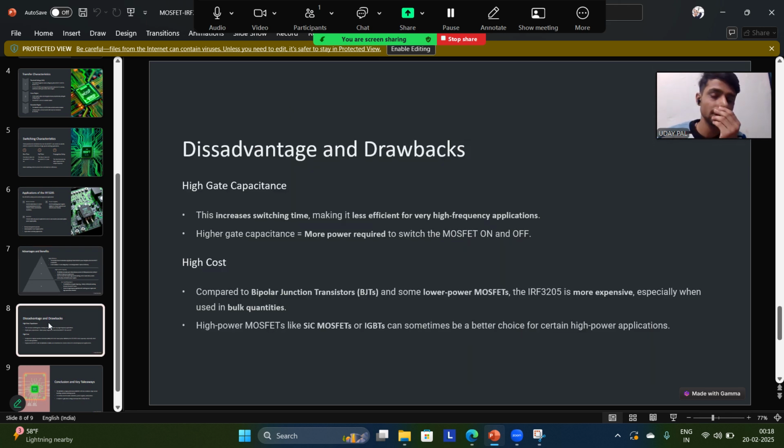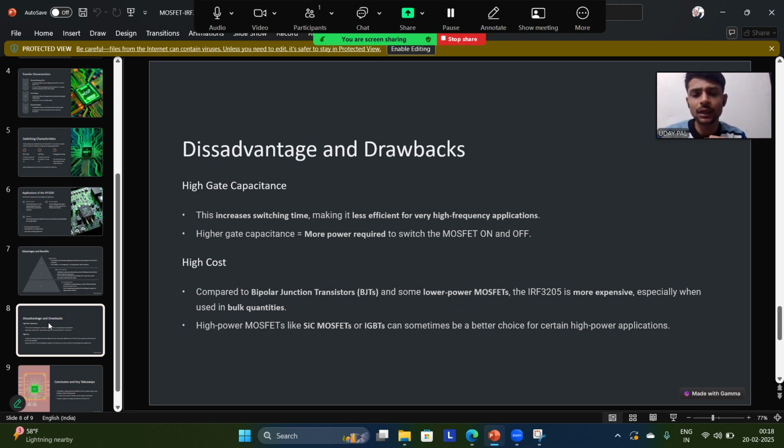Now come to the disadvantages and drawbacks of this. There are many disadvantages, but I discuss very little. The first is the high gate capacitance. Due to this, it increases the switching time. The high gate capacitance means more power is required to switch the MOSFET on and off.